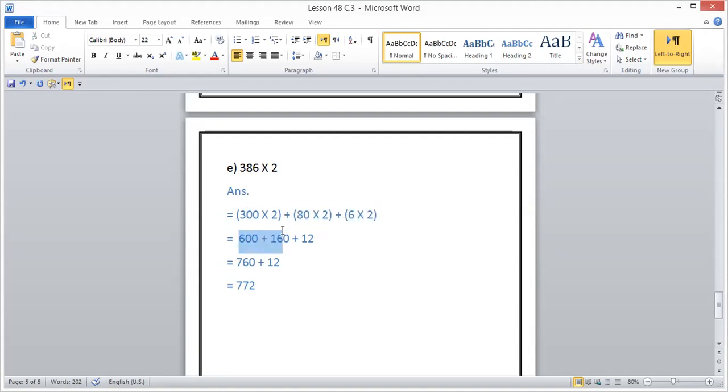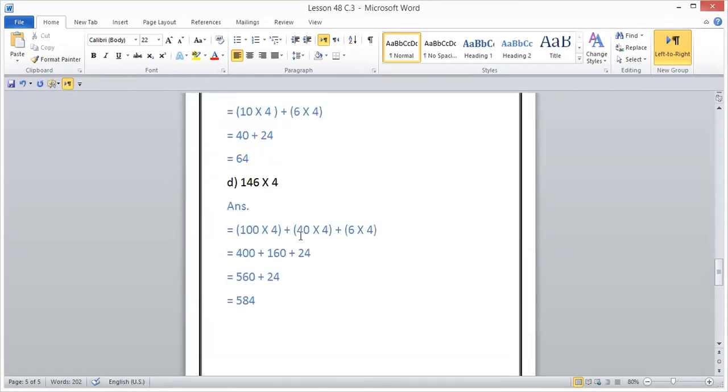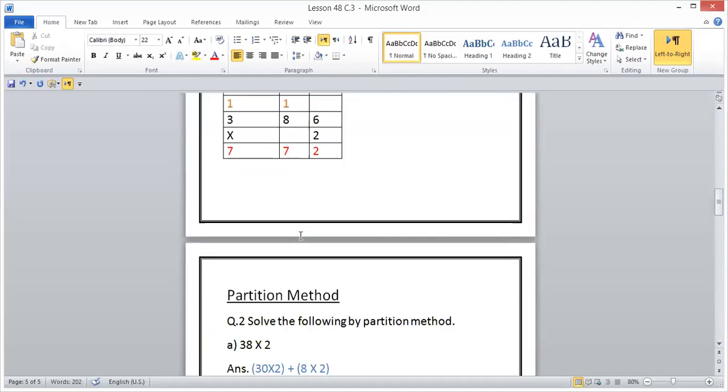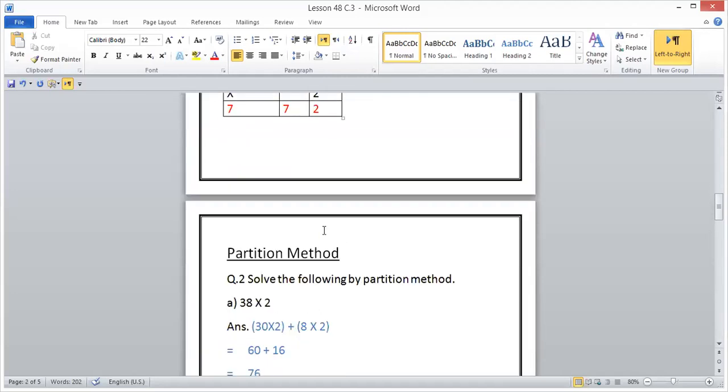Add 600 and 160 first. So 600 plus 100 is 700, and 60 will replace these 2 zeros. So this is 760 plus 12. Now, there is no hundred, so 7 will be the same. 6 and 1 is 7, and 0 plus 2, 2 will replace 0. So it is 772. This is the same as you did in normal multiplication. So the answer is the same.